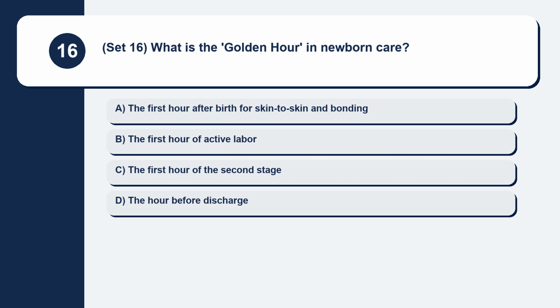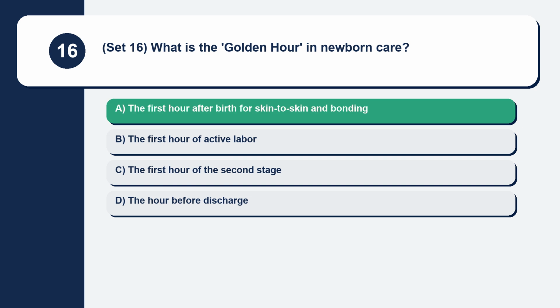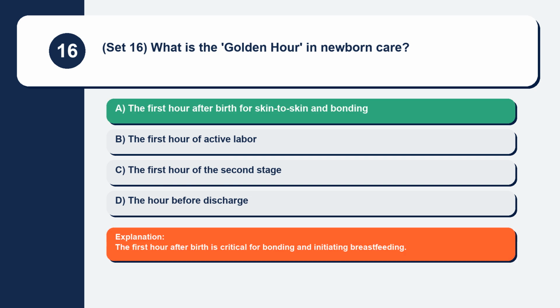Question 16, Set 16. What is the golden hour in newborn care? The first hour after birth for skin-to-skin and bonding, the first hour of active labor, the first hour of the second stage, the hour before discharge. The first hour after birth is critical for bonding and initiating breastfeeding.